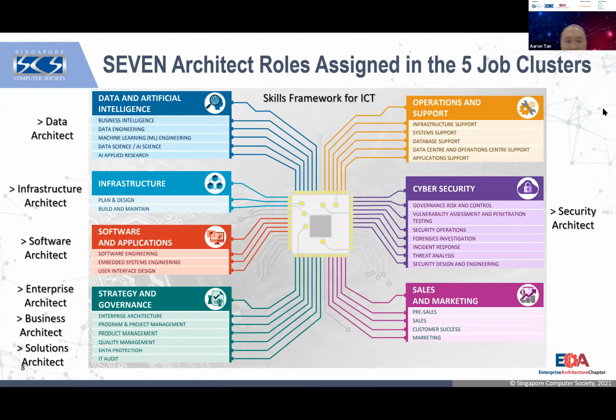Before that, these are the job clusters relevant for ICT: data and artificial intelligence, infrastructure, software and applications, strategy and governance, operation and support, cybersecurity, and sales and marketing. The interesting part is that the architect's role has been assigned to 5 of these job clusters. For the rest, sales and marketing and operation and support, it is an indirect impact of architects. You don't need to put an architect full time in those 2 job clusters, but their work will help operations become smoother, and help sales and marketing get insight from the data.